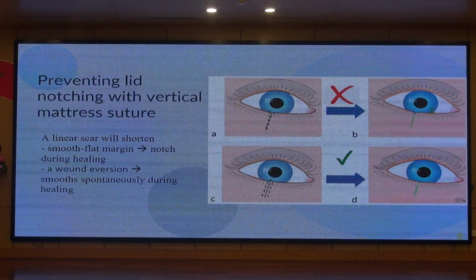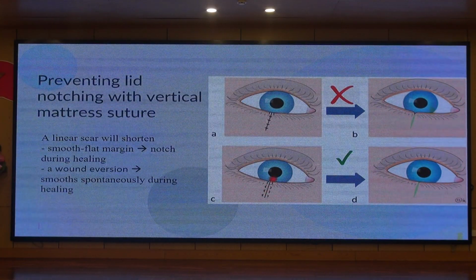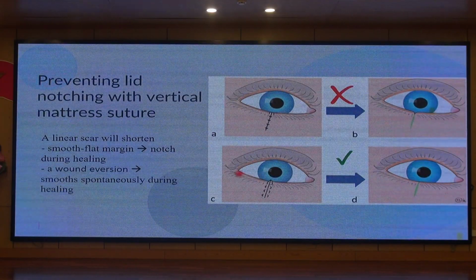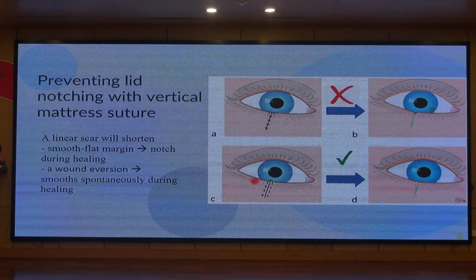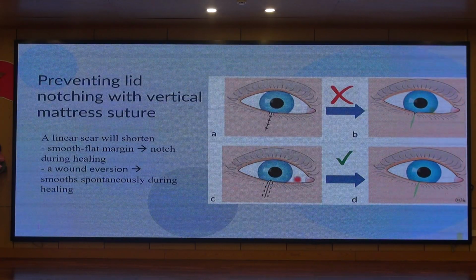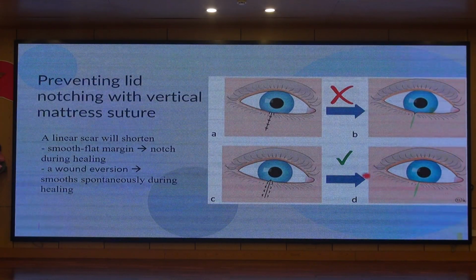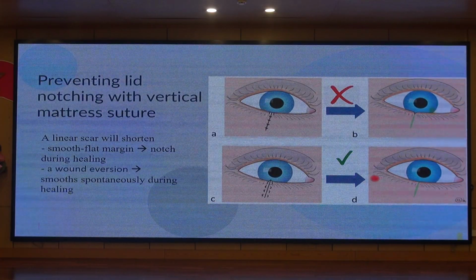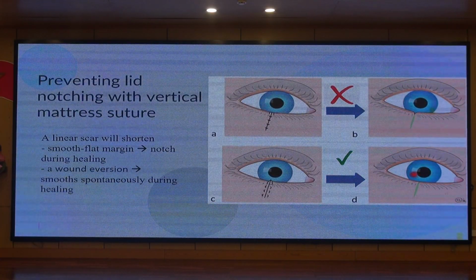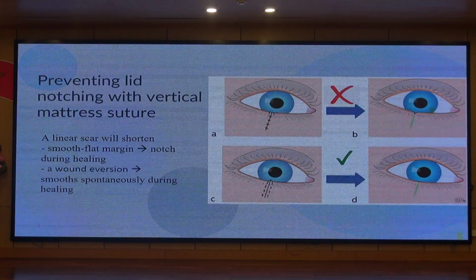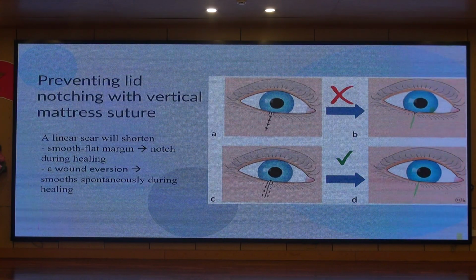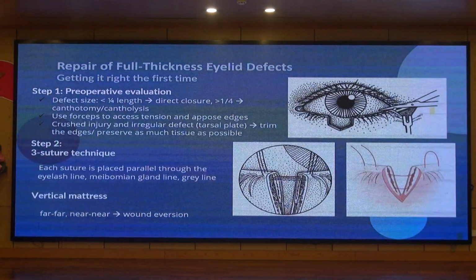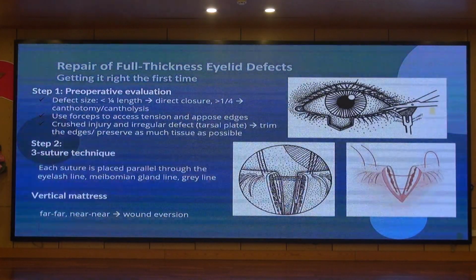We have to do an inversion of the edge, so we have a little bit of protrusion of the wound like this. After about three months, the wound has healed, and we have a smooth, flat margin of the eyelid like this. So the vertical mattress suture will help us to do the wound inversion.